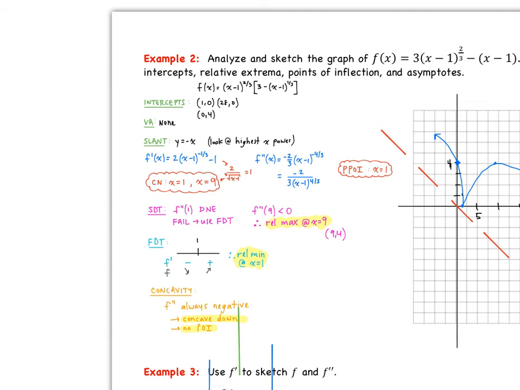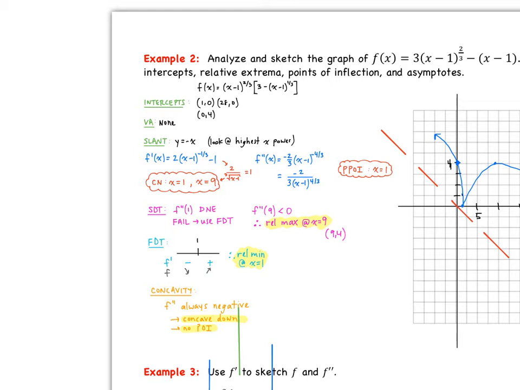Okay, let's move on to this next example. So if our function is f of x equals 3 times x minus 1 to the 2/3 minus x minus 1. The first thing I'm going to do is clean up f of x. So I just factored out x minus 1 to the 2/3, and we're left with 3 minus x minus 1 to the 1/3 inside. This is just going to help when we start finding derivatives and all that stuff.